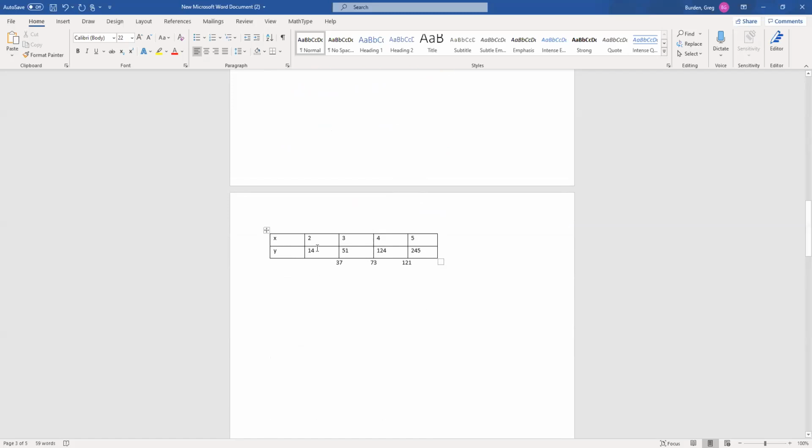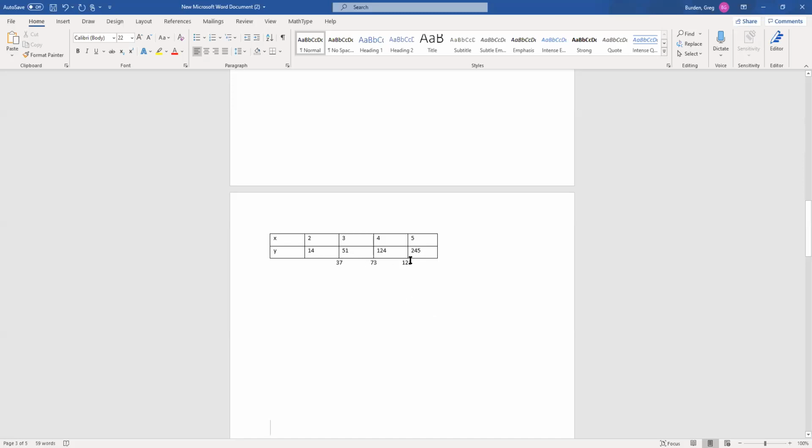The corresponding y values are here: 14, which we calculated before. G of 3 is 51. G of 4 is 124. G of 5, as we already calculated, is 245. If you look at the differences of just those, the change in y from 14 to 51, well, 51 is 37 more than 14. 124 is 73 more than 51. 245 is 121 more than 124. And there is some meaning to the pattern here, but we won't go into that right now.